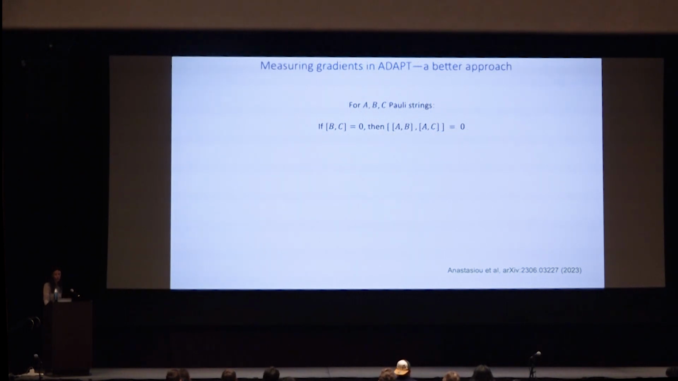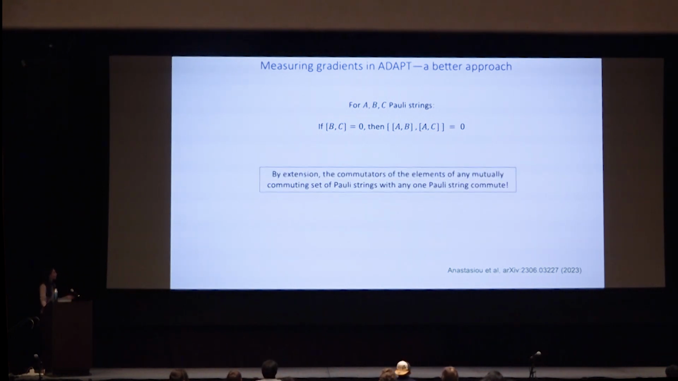So the first observation is that if I have two Pauli strings that commute with each other, then their commutators with another Pauli string A also commute. And this is exactly what we want, right? If I have two pool operators that commute with each other, then I can take a term in the Hamiltonian, which is a Pauli string, and I know that the commutators of each of these commute with each other.